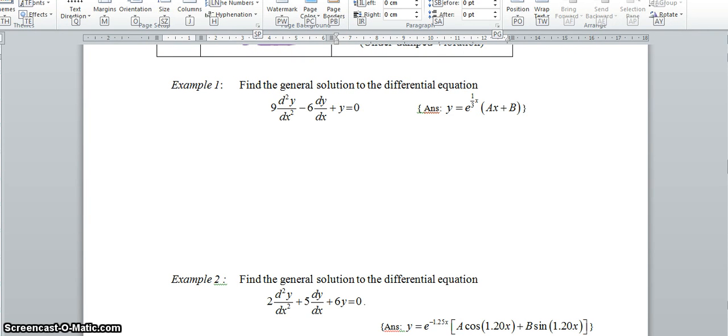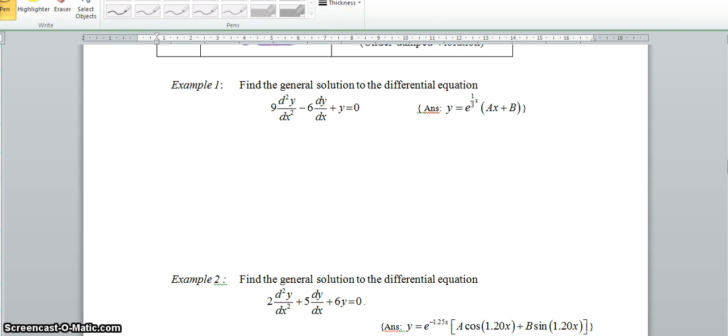Next, we'll do some examples to apply this result in the table given above. Example 1, find the general solution to the differential equation 9y double prime minus 6y prime plus y is equal to 0.